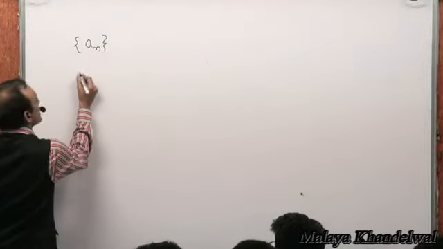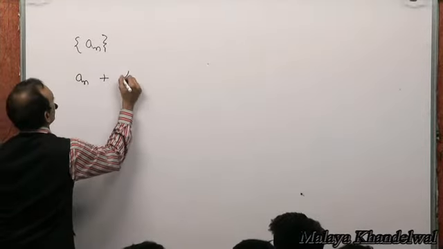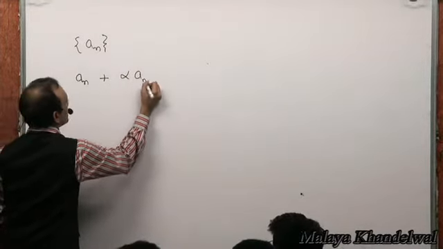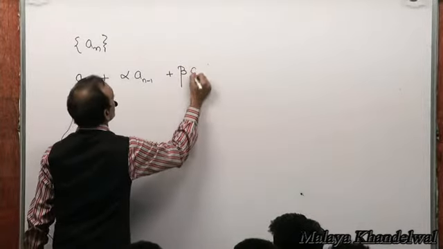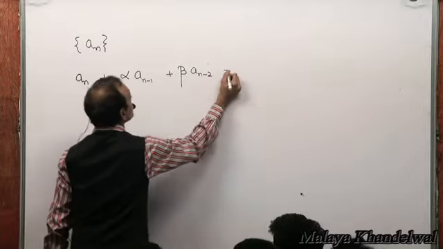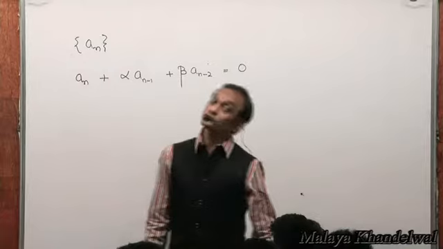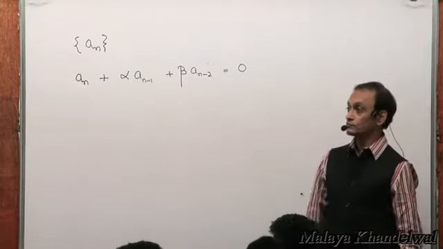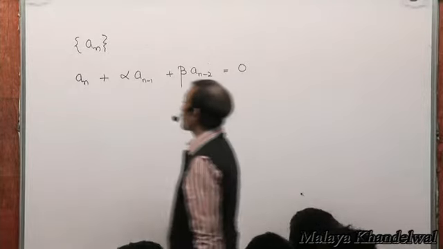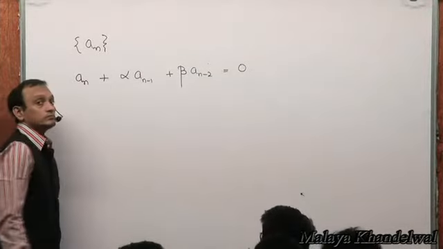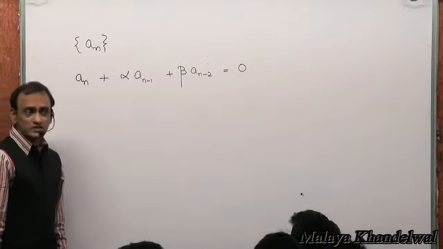But if I had a recursive sequence as follows: an plus alpha a(n-1) plus beta a(n-2) equal to 0. Suppose this was my sequence. Have you encountered a sequence of this kind?